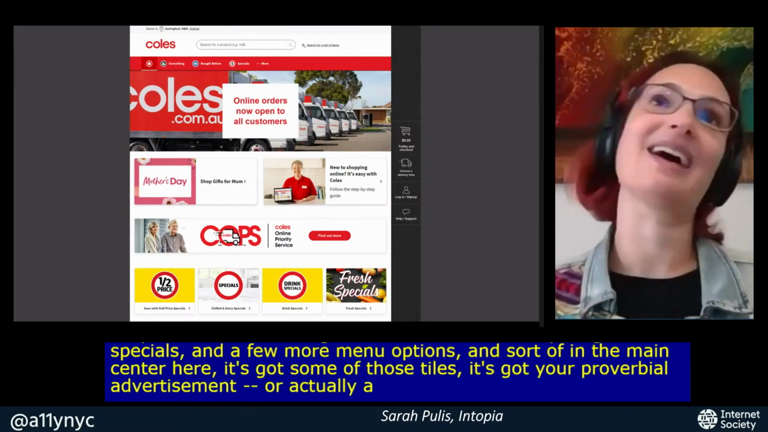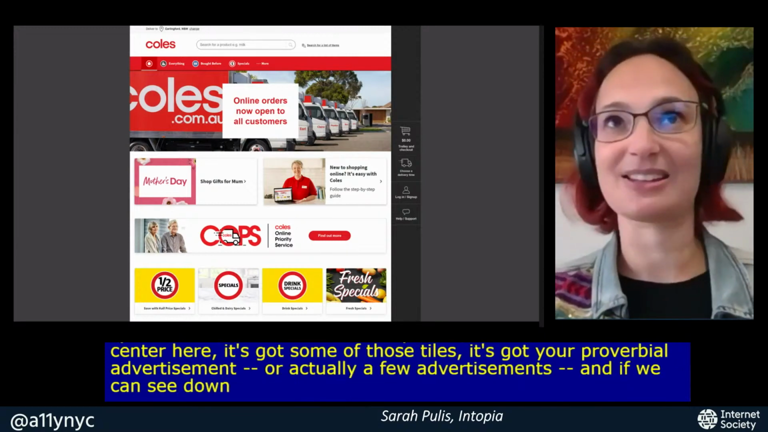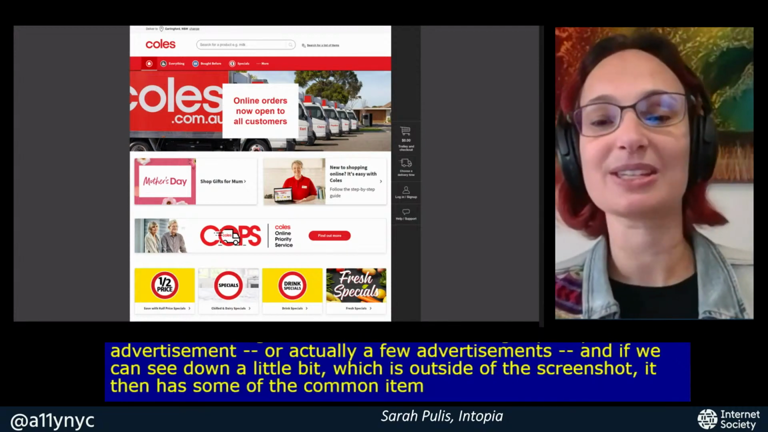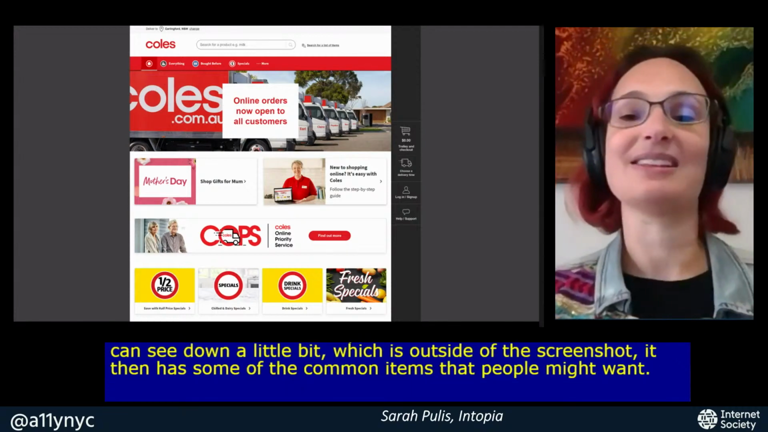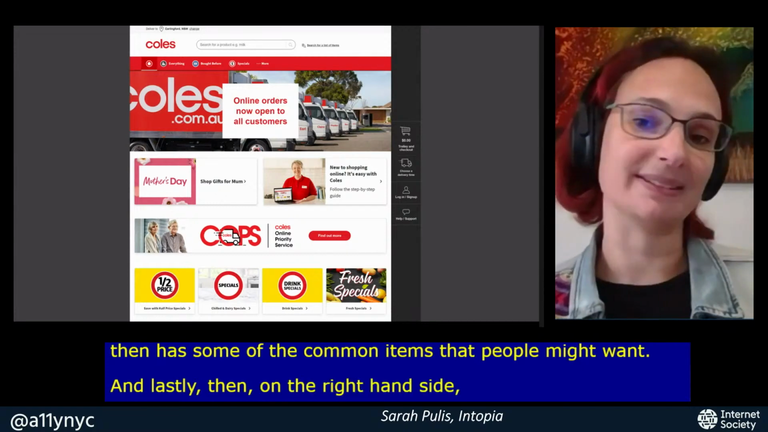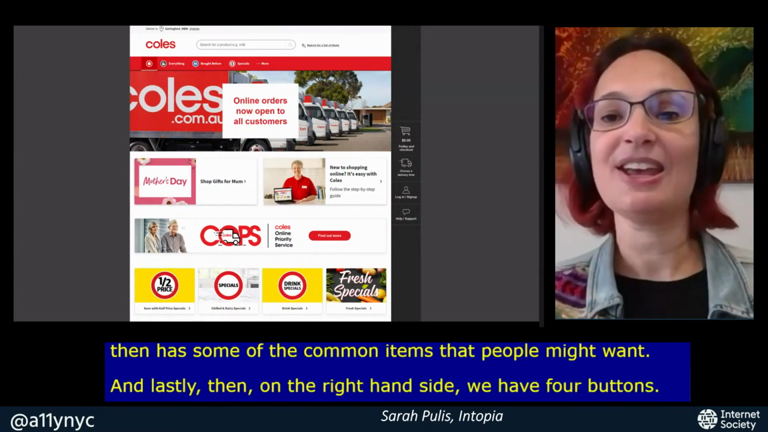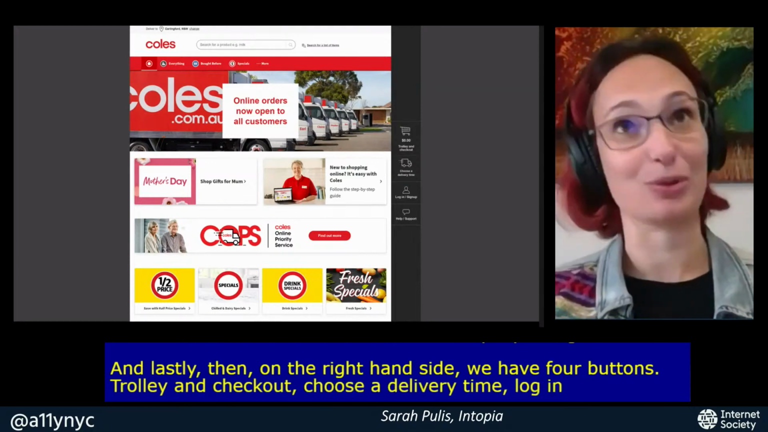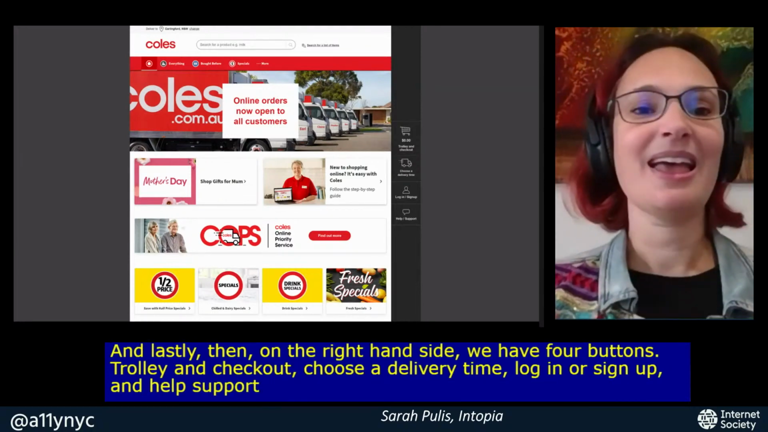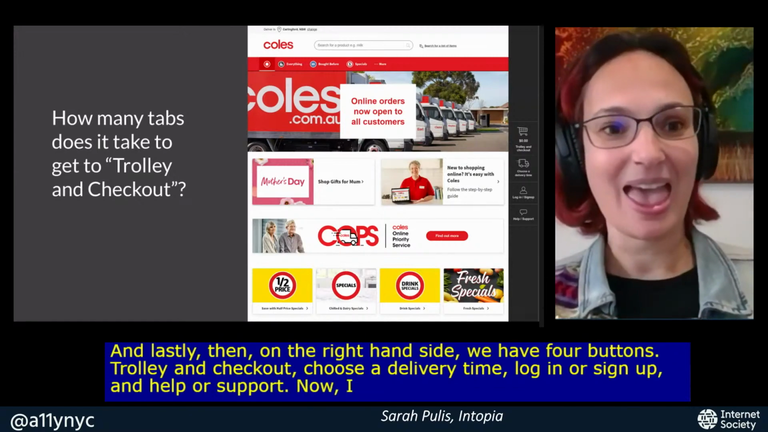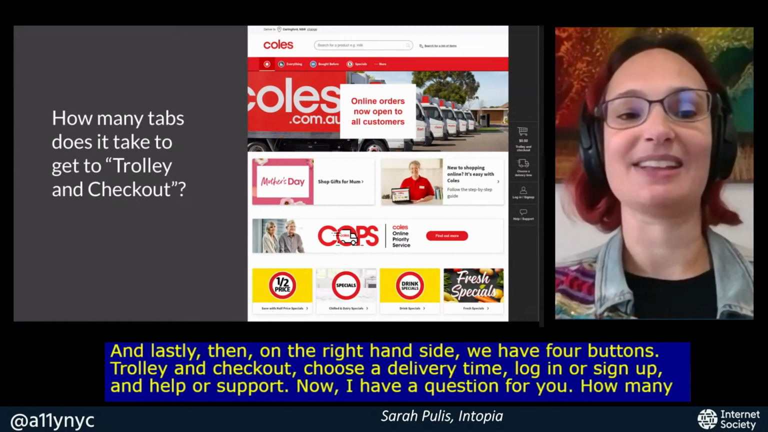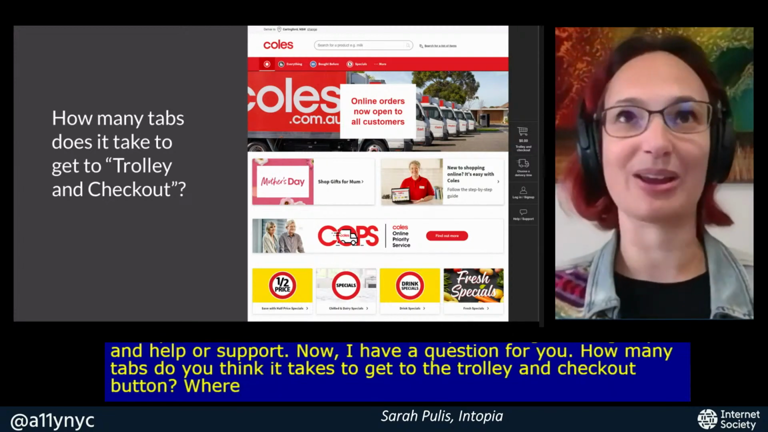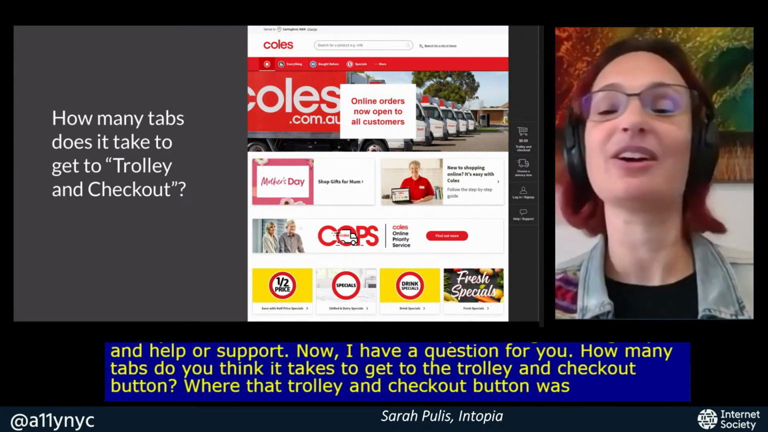And if we could see down a little bit, which is outside of the screenshot, it then has some of the common items that people might want. And lastly, on the right-hand side, we have 4 buttons: trolley and checkout, choose a delivery time, log in or sign up, and help or support. Now, I have a question for you. How many tabs do you think it takes to get to the trolley and checkout button, the one I just mentioned, visually on the right-hand side?